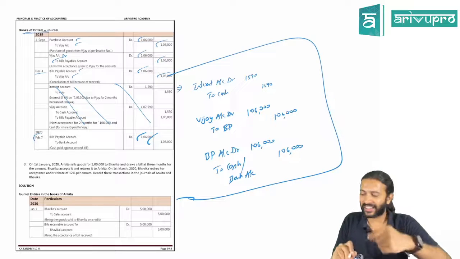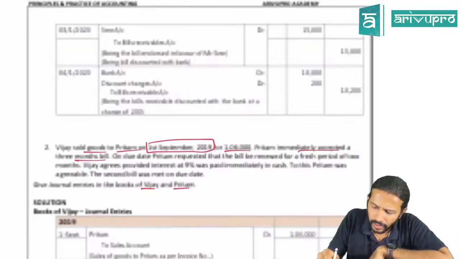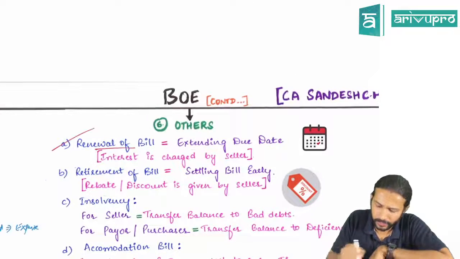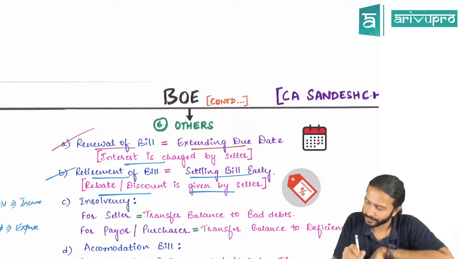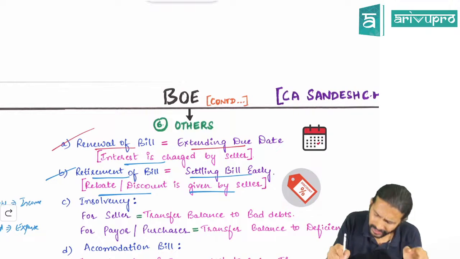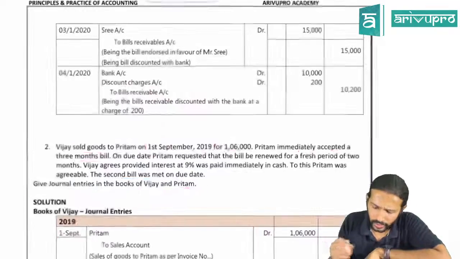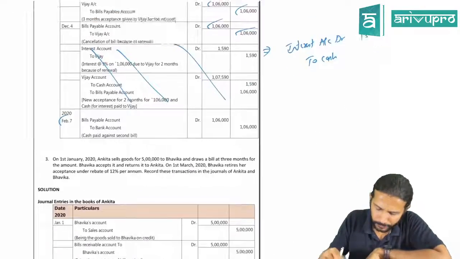This is your renewal concept. Just now we discussed the early retirement concept also. Retirement of a bill means settling the bill early. In this case also there will be interest. Let's see how this interest gets accounted in the third question.